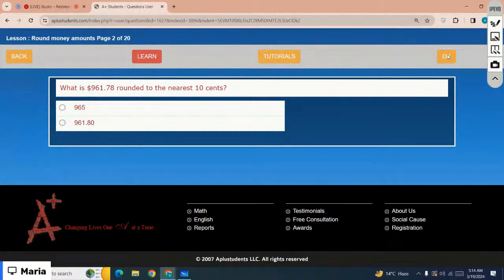What is $961.78 rounded to 10 cents? You have to now round off to the 10 cents, right? How do you round off? Which is the correct option? Very good. The correct option is $961.80. Option number 2 is the correct option, right? That is $961.80. Option 2 is the correct option.